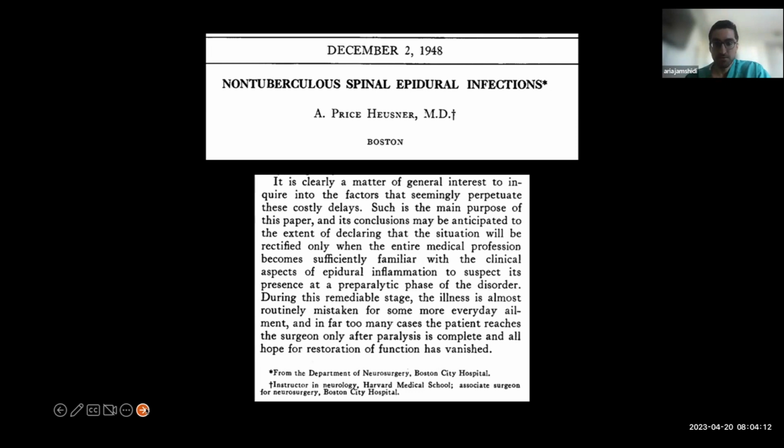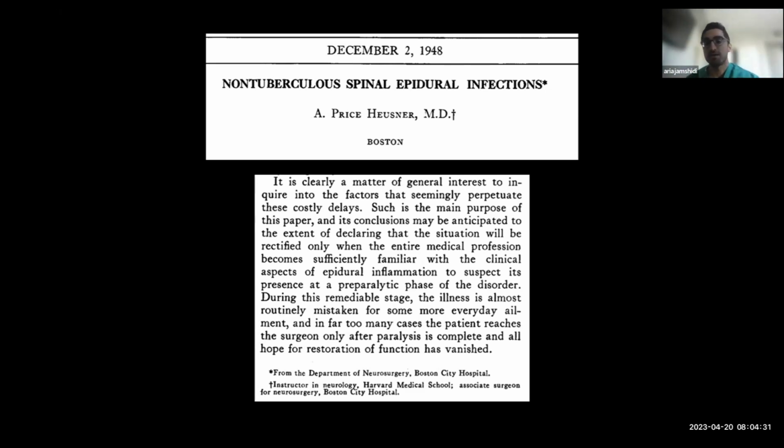And he was one of the first to point out that, you can see in these last few lines, the illness is almost routinely mistaken for some everyday ailment. And in far too many cases, the patient reaches a surgeon only after paralysis is complete and all hope for restoration of function has vanished.